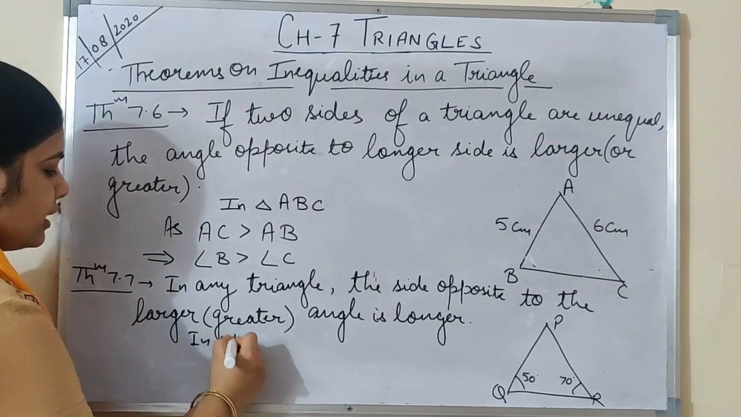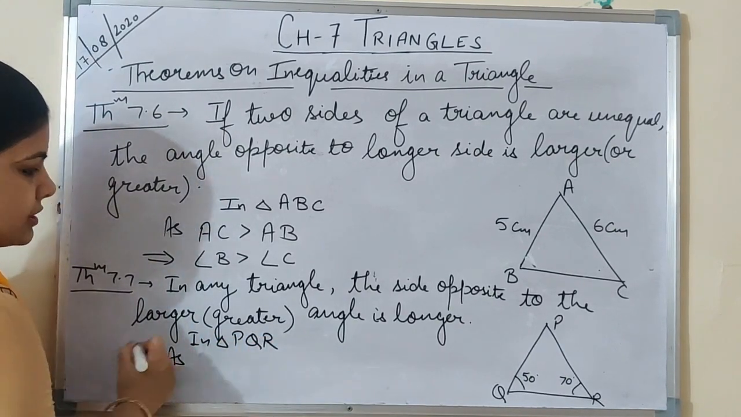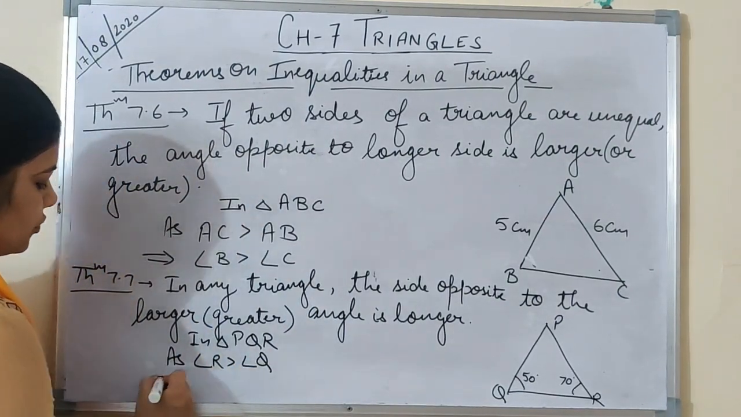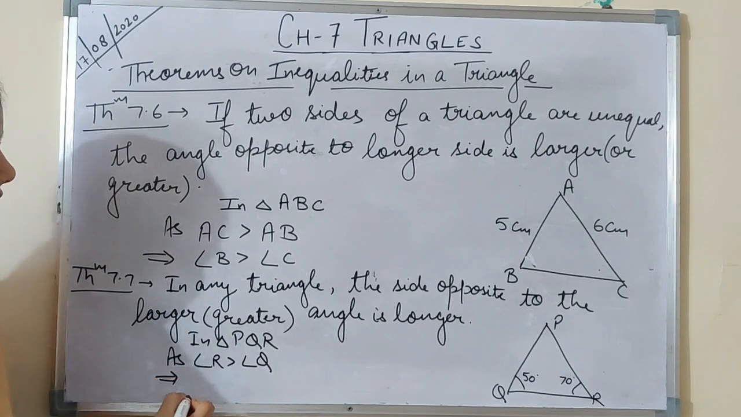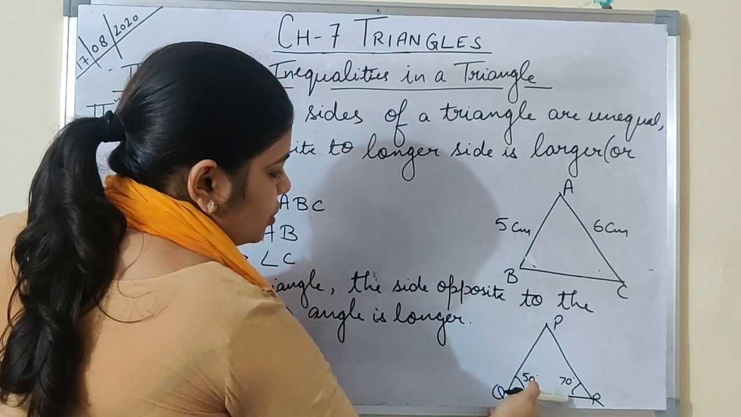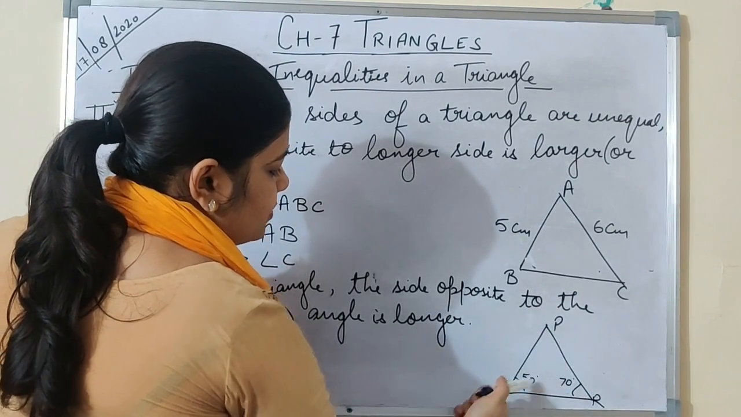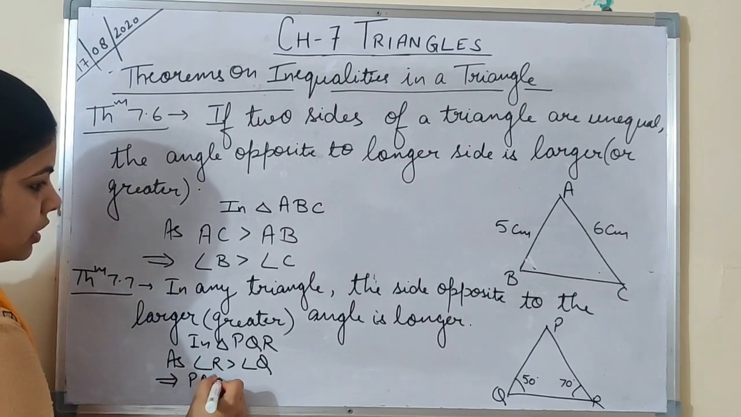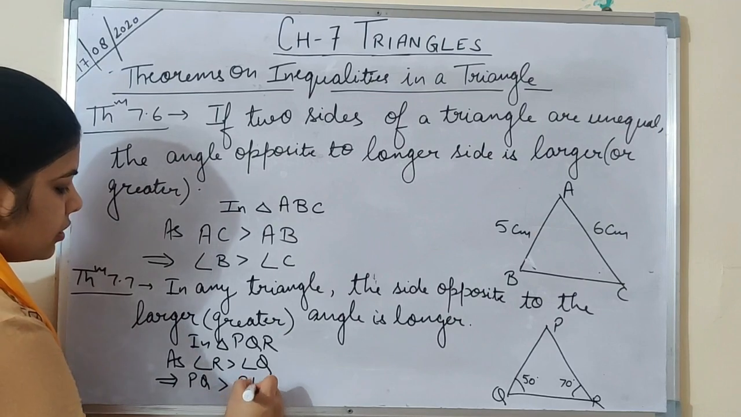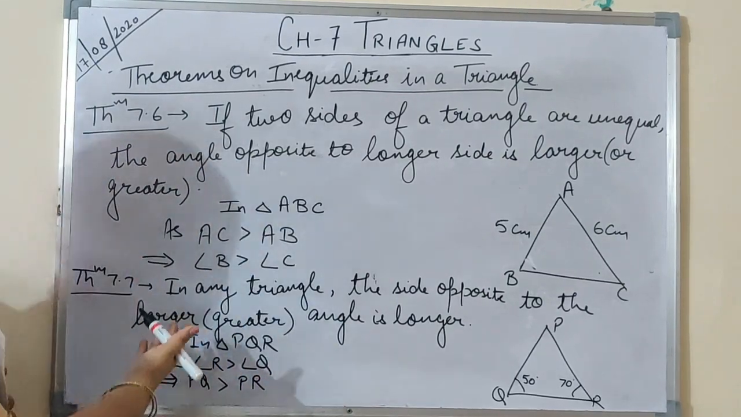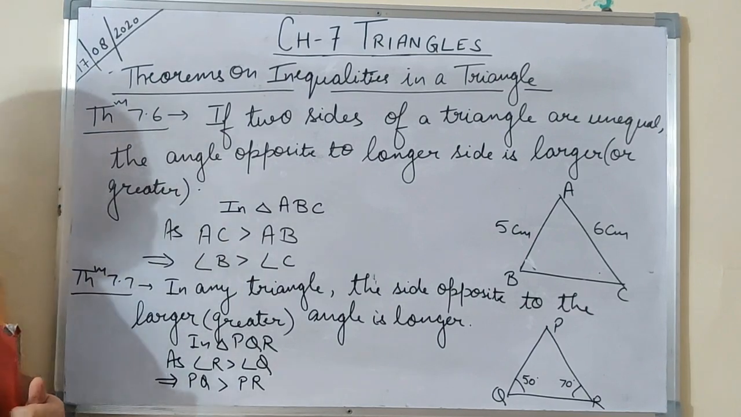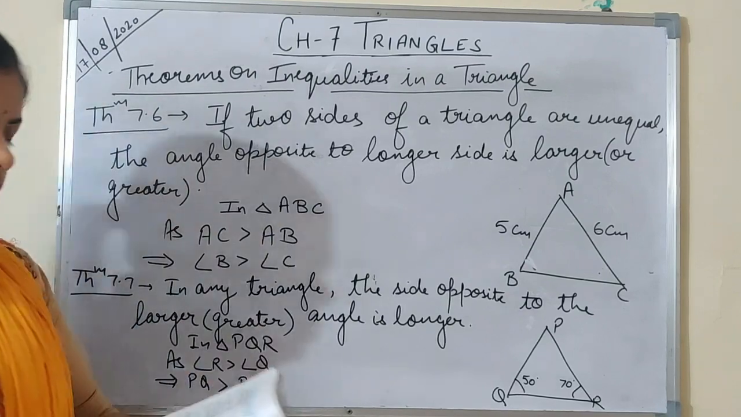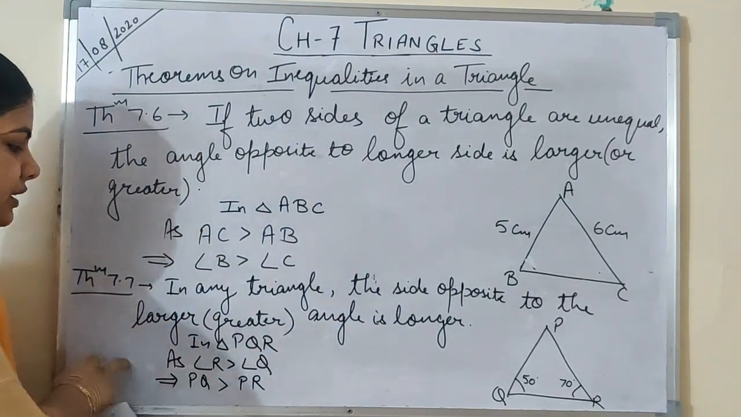That in triangle PQR, as angle R is greater than angle Q, what does this imply? This implies that as PQ is opposite to angle R and PR is opposite to angle Q, I can write that PQ is greater than PR. So this is what this theorem says. So these are the two theorems which are converse to each other and which are important. So you have to write these and then you have to write the result.